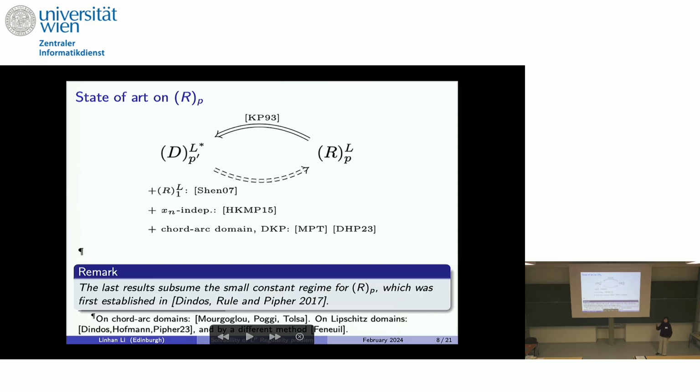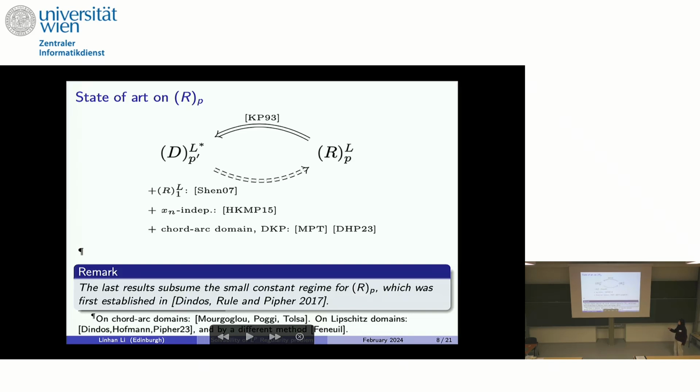First, the regularity problem is harder than the Dirichlet problem, because if you know the L^p regularity problem is solvable, then you know that the L^{p'} Dirichlet problem for the adjoint operator is solvable. This is due to Kenig and Pipher in 1993. Now, the converse is more subtle. It is actually an open question whether this implication holds if you don't assume anything, but there are some partial converses.